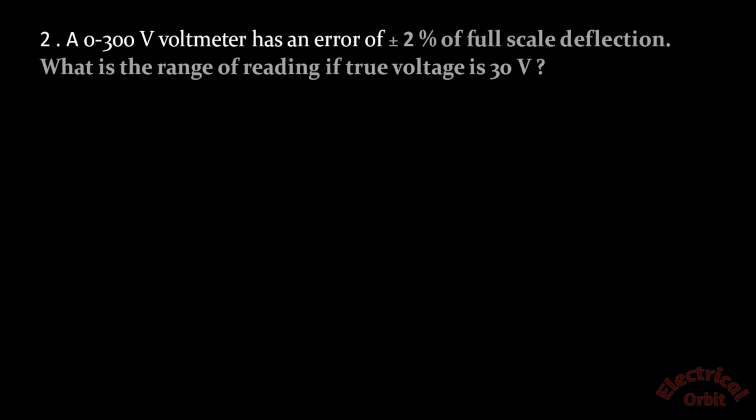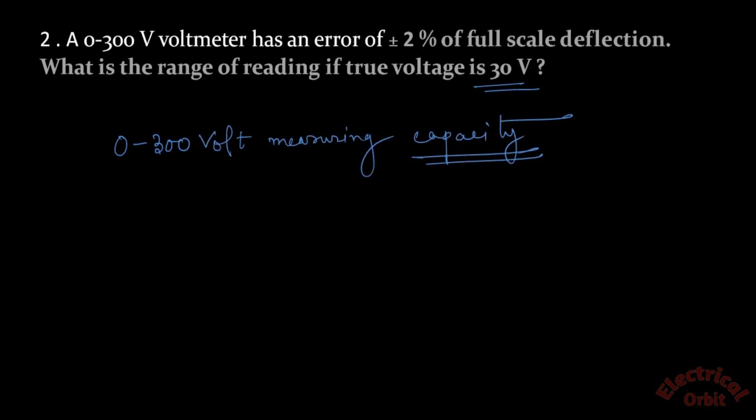Now let us solve another problem regarding this range of error. A 0 to 300 volt voltmeter has an error of 2% of full scale deflection. What is the range of reading if the true voltage is 30 volt? So a voltmeter which has a 0 to 300 volt measuring capacity is measuring a voltage of 30 volt. That is the true value of this voltage, but a plus minus 2% error is included in this voltmeter reading, which is of the full scale deflection of the voltmeter.